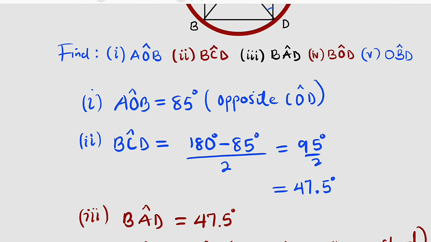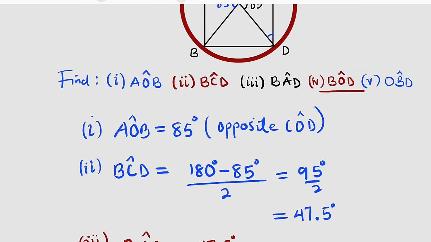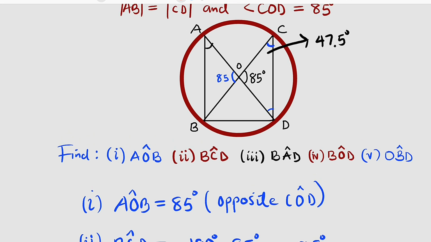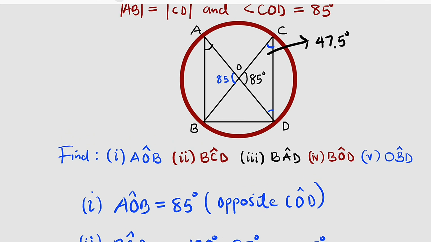Now let us take number 4. We are looking for BOD. Let's locate it. BOD. This is the angle we are looking for. There are so many ways we can find it, but since we have two other angles here, we can use angle at the center. You know, angle at the center is equal to 360, and this angle must be equal to this angle. So whatever angle you obtain for the two, we divide by 2. So we can subtract this and this from 360 and divide the result by 2.